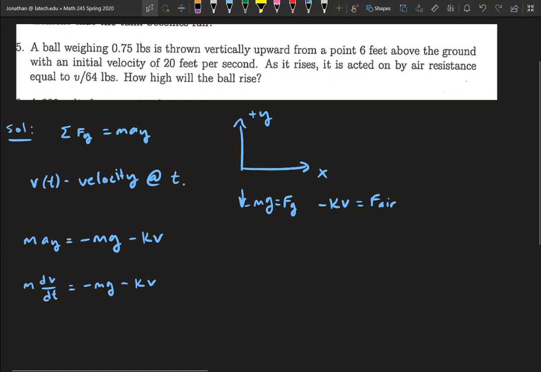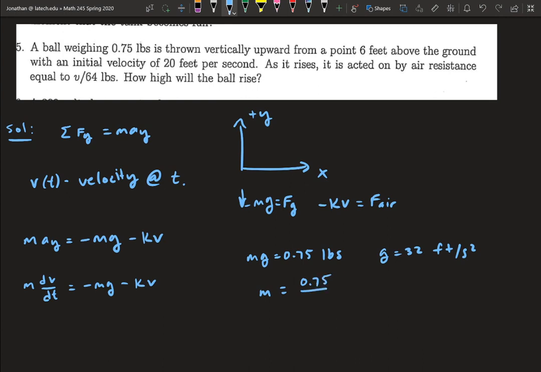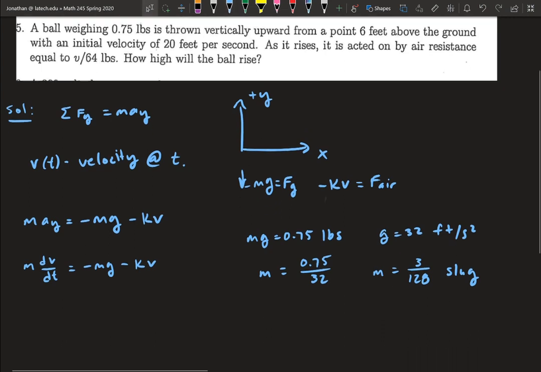Now, what do we know? We know the weight mg is equal to 0.75 pounds, and g is 32 feet per second squared, so m is going to be 0.75 over 32. So that's going to be, m is 3 over 128, what we call slugs. So m is 3 over 128 slugs.